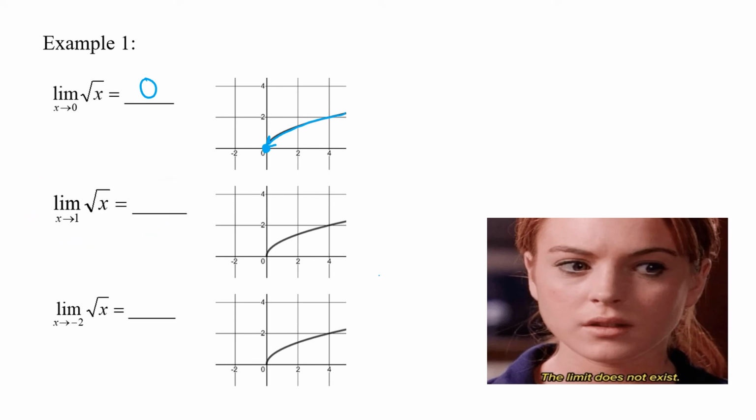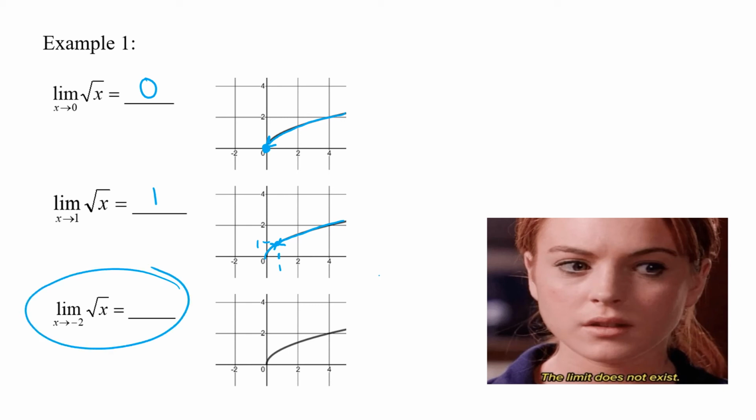Now let's take a look at the limit as x approaches 1 of the square root of x. So that means we're looking as our x values get closer and closer to 1. Well, as our x values get closer and closer to 1, it seems like our outputs are also getting closer and closer to this 1. So the limit as x approaches 1 of the square root of x is 1.